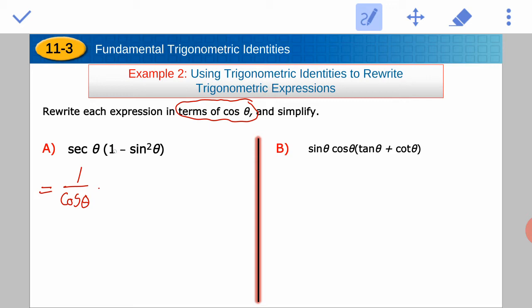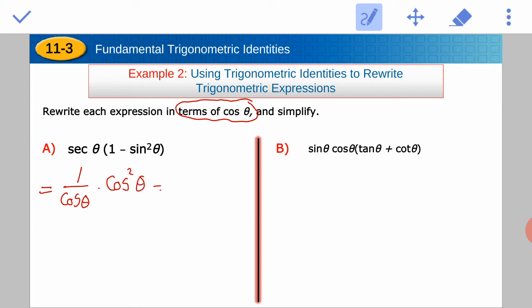Times. Guys, does this parenthesis look familiar? 1 minus sine square theta. Do you remember the Pythagorean identity? The first one, sine square plus cosine square equals 1. And we derived two different forms for this one. Do you remember when I said if you want to isolate the cosine square, it's going to be 1 minus sine square theta? So 1 minus sine squared theta can be replaced with cosine squared theta.